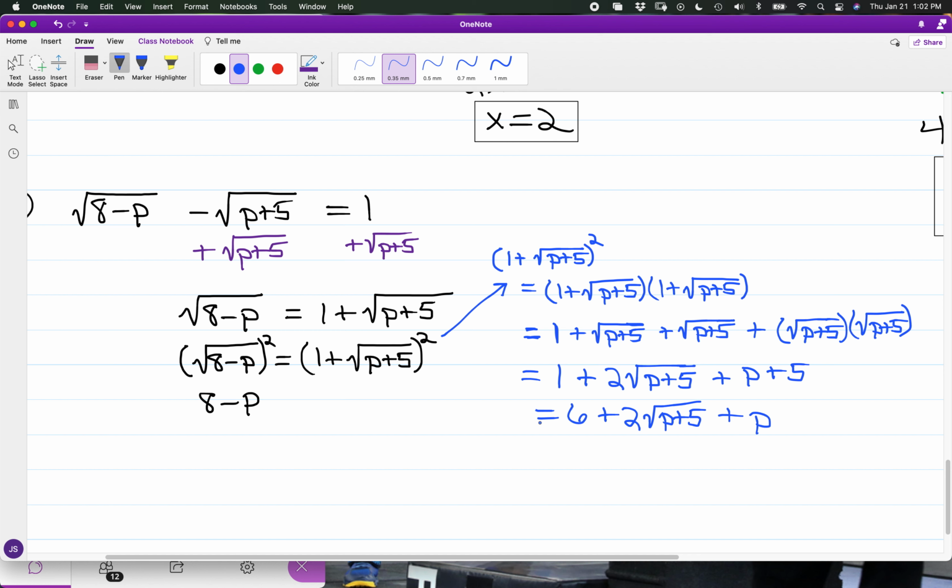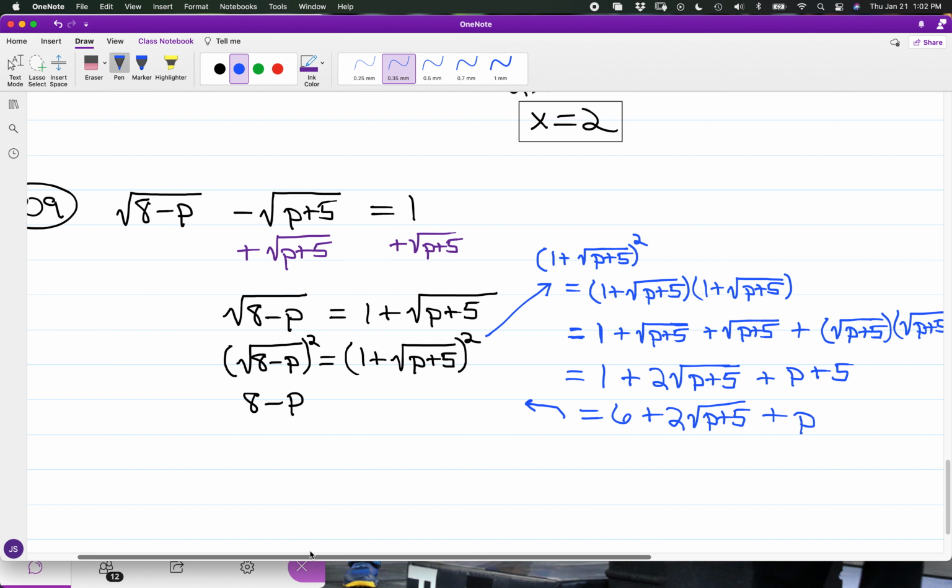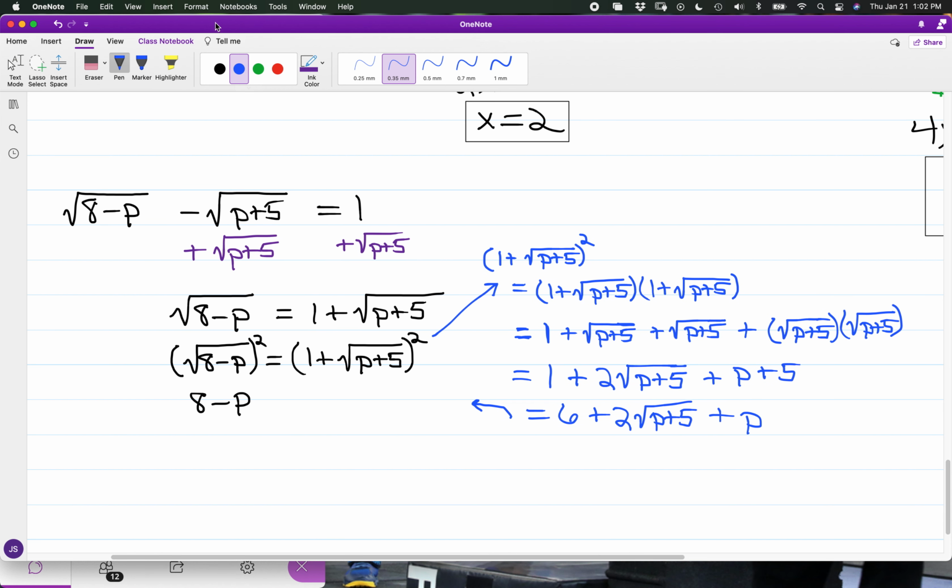So putting it back together: from earlier, I squared the square root of 8 minus p, which led to 8 minus p. And then to the right, we have 6 plus 2 times the square root of p plus 5, plus p.